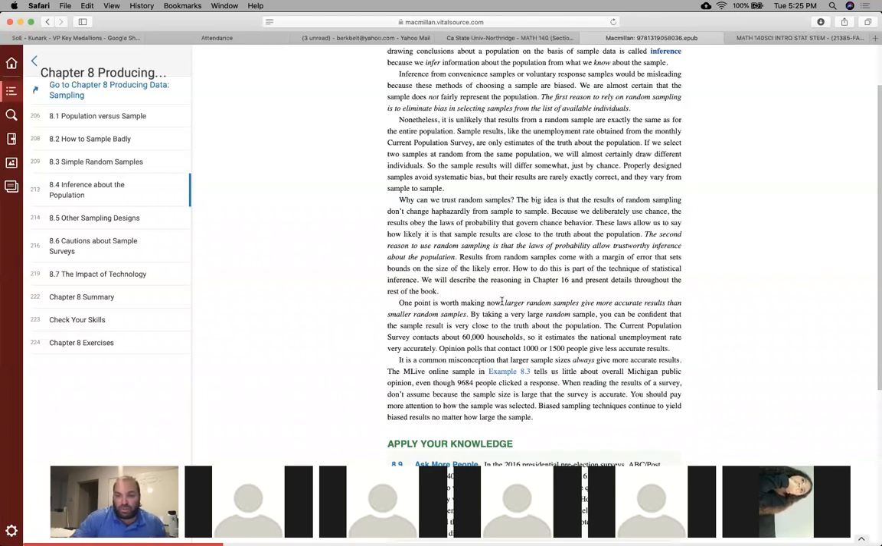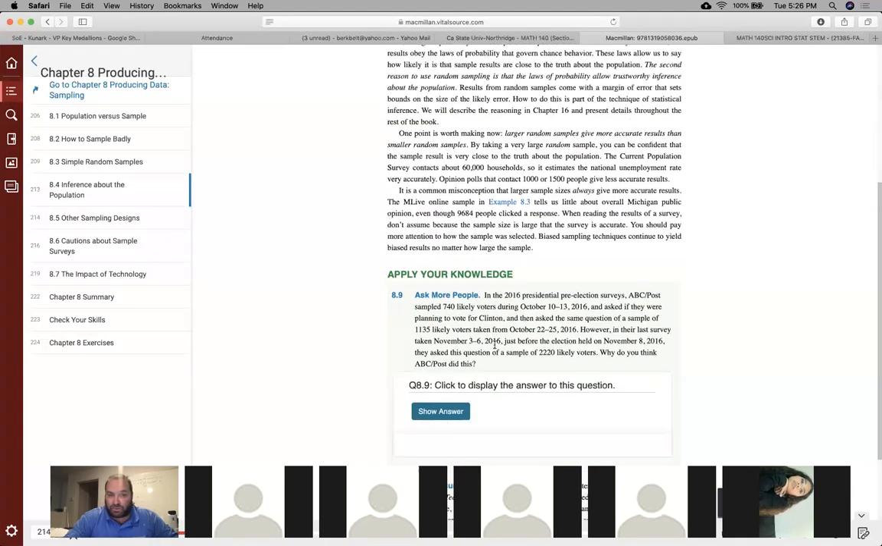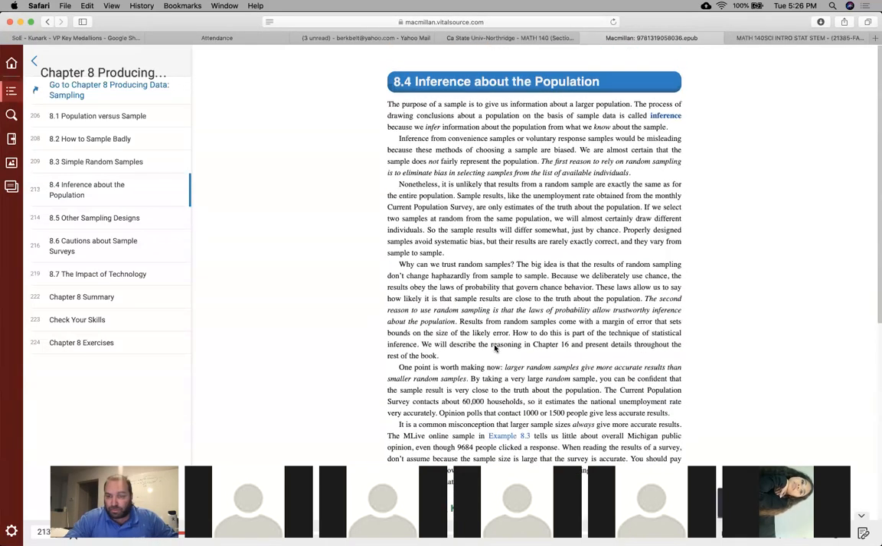And in general, larger samples give more accurate results than smaller samples. So at any time, if you are uncertain how large of a sample to take, go larger. The larger it is, the more confident you can be that your sample is inferring something accurately about the population. Does that make sense so far? Are there any questions?